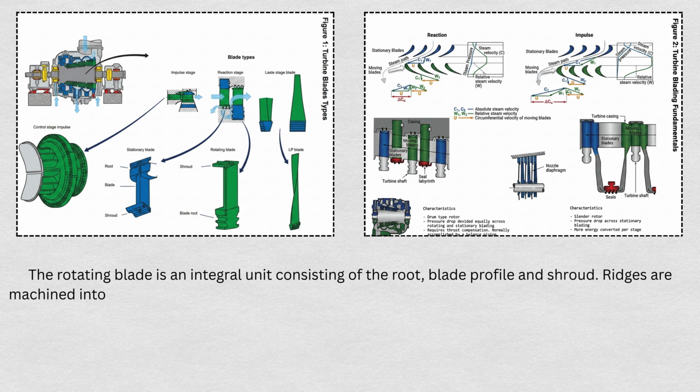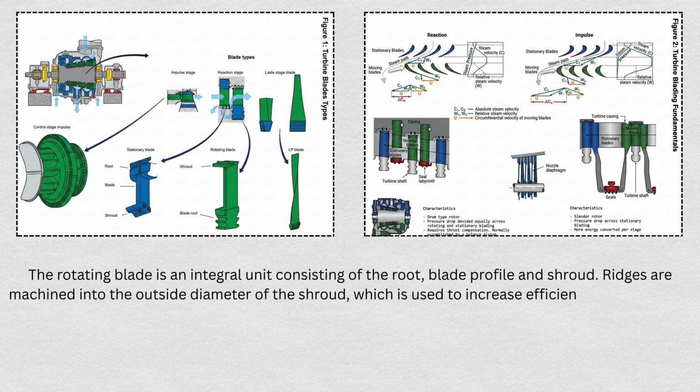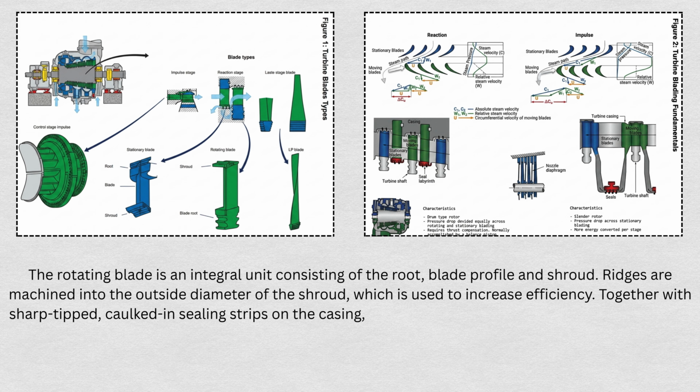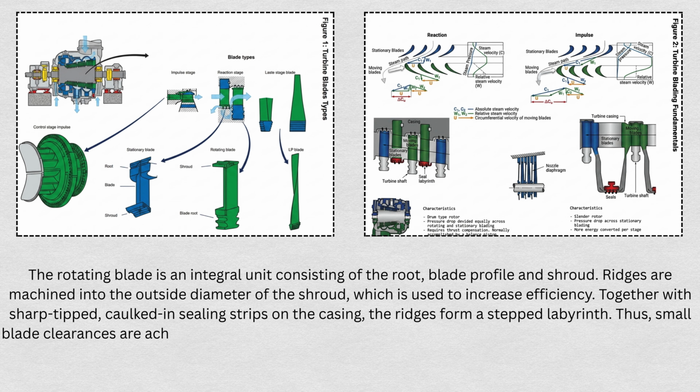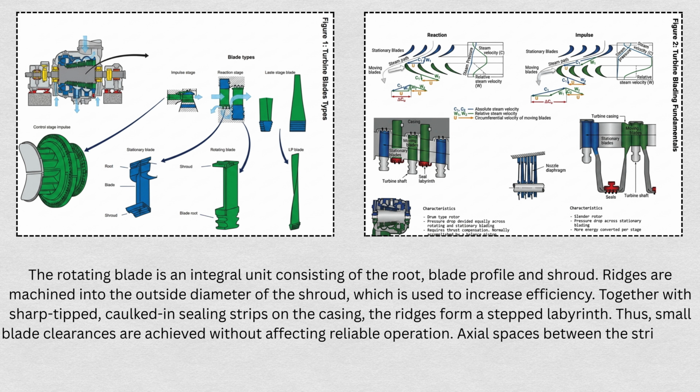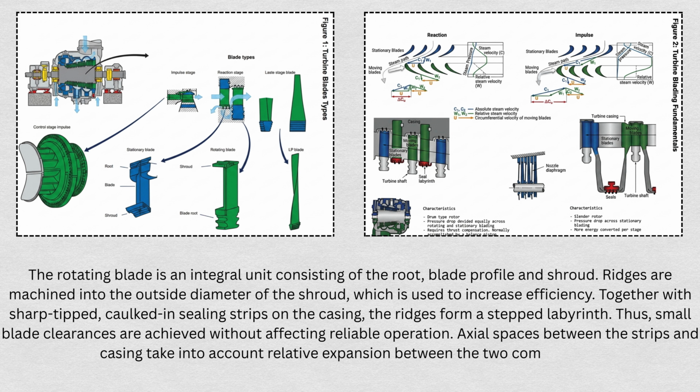Ridges are machined into the outside diameter of the shroud, which is used to increase efficiency. Together with sharp-tipped caulking and sealing strips on the casing, the ridges form a stepped labyrinth. Thus, small blade clearances are achieved without affecting reliable operation. Axial spaces between the strips and casing take into account relative expansion between the two components.